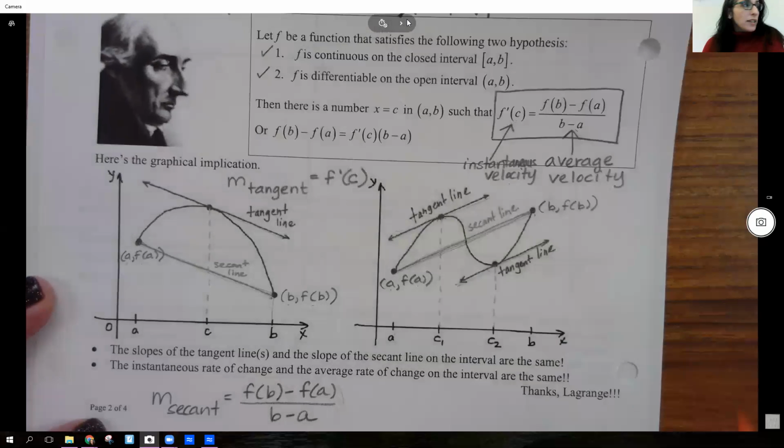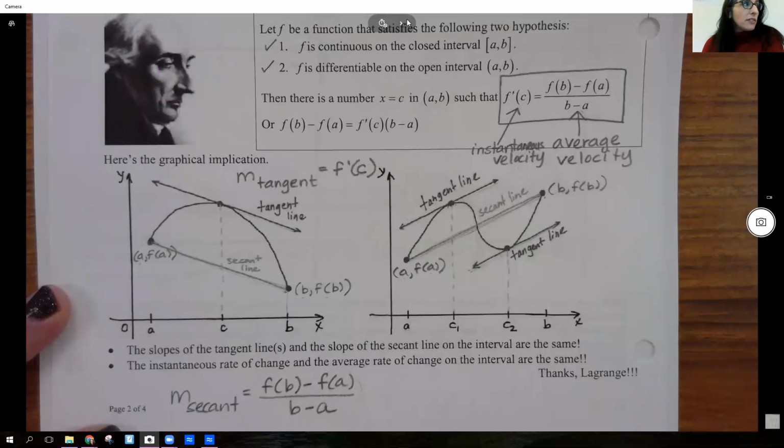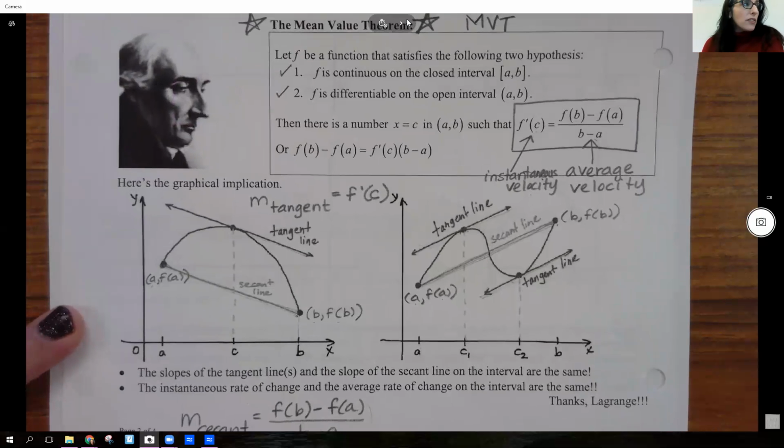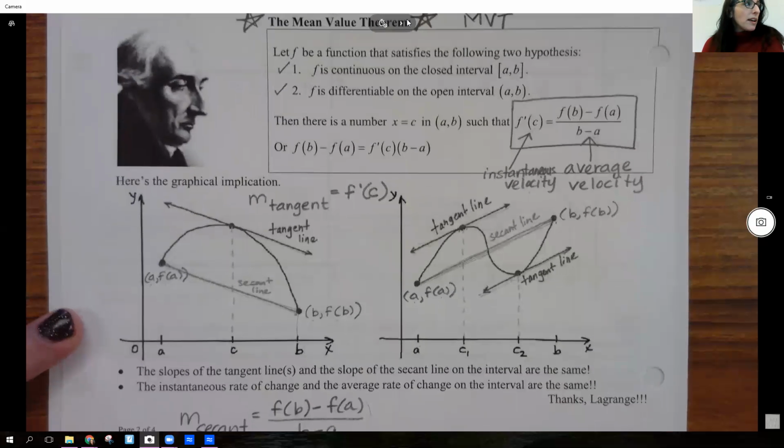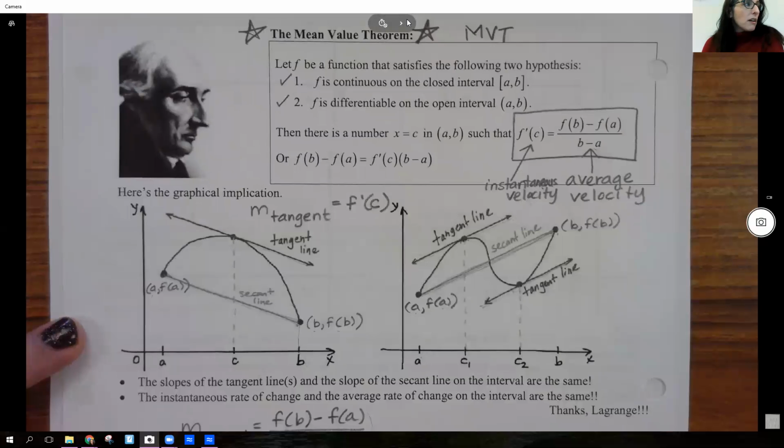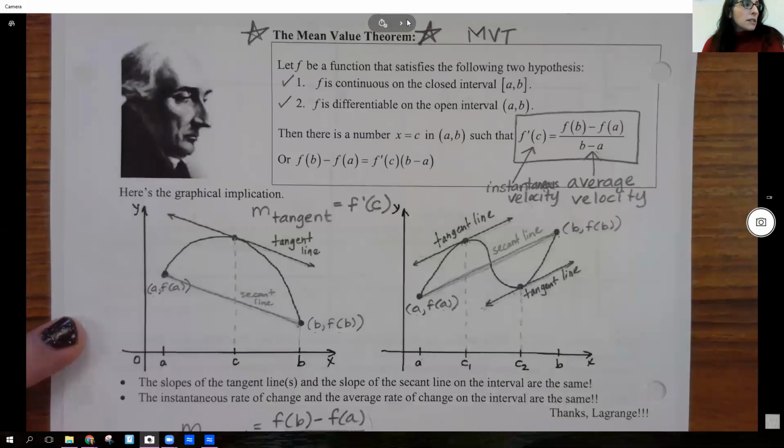If you want to take a screenshot of this, especially if you don't have the printout of the notes, the mean value theorem is right there. Take a screenshot so that you have it and then you can pull it up and look at it when you need it.